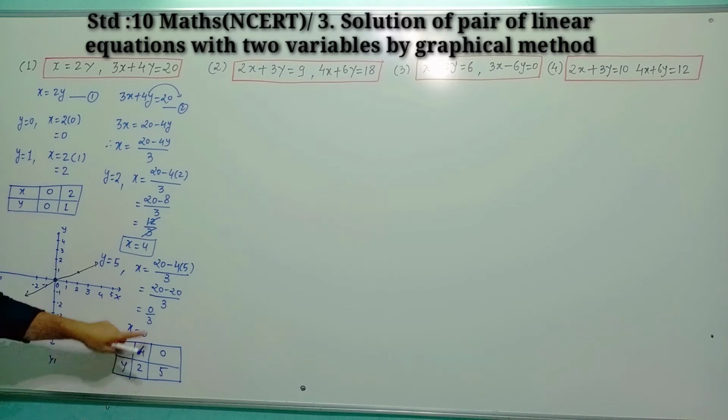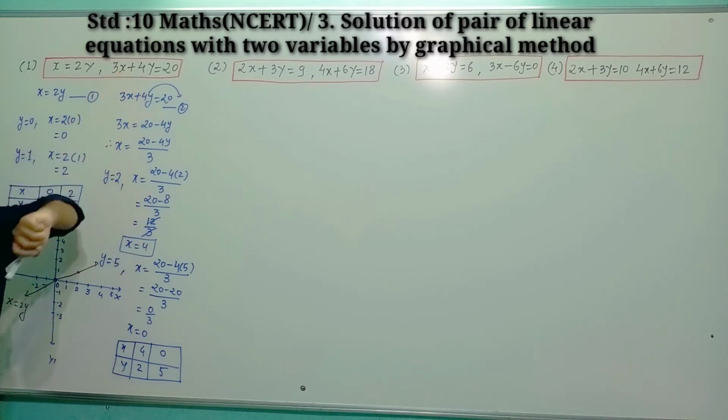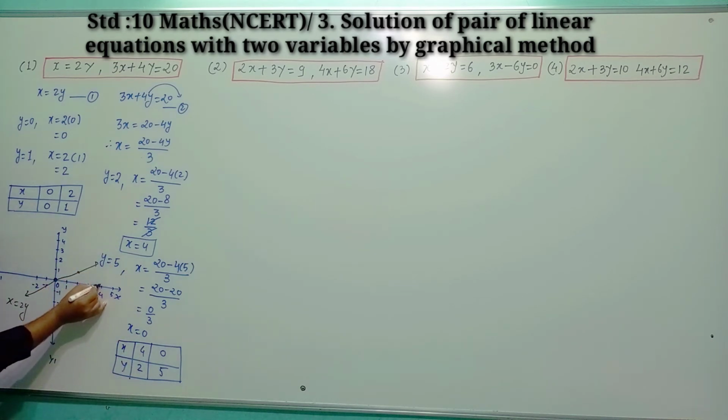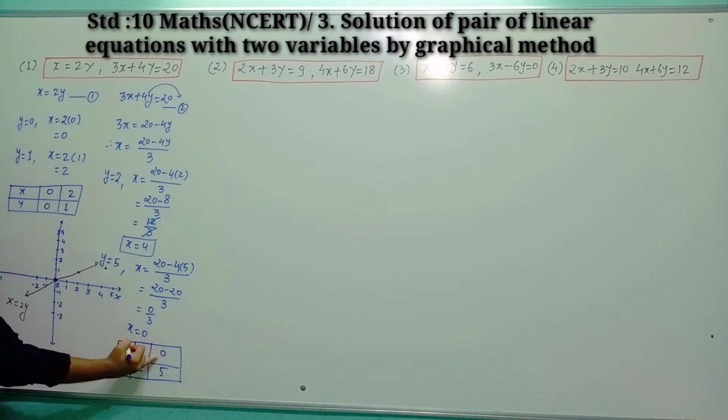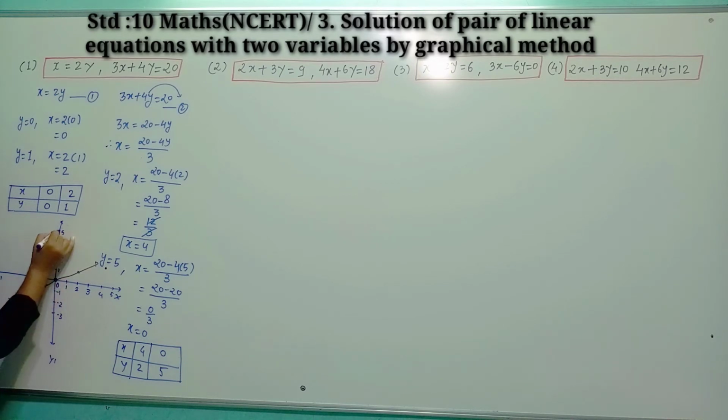Now we will draw the line of equation 3x plus 4y is 20. So one of the solutions is 4 and 2. x is 4, y is 2. Right, students? It might be here. x is 4, y is 2. Then x is 0, y is 5. So somewhere here, x is 0 and y is 5. So we can darken this one. We can draw a line from here.